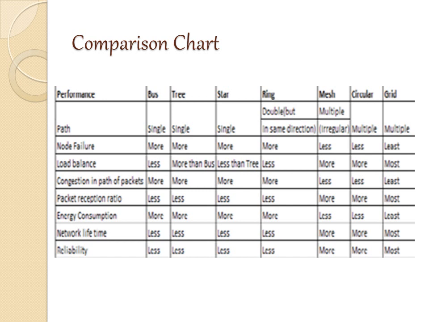At last, there is a comparison chart of various kinds of topologies on the basis of performance factors. The factors are path, node failure, load balance, congestion in path of the packets, packet reception ratio, energy consumption, network lifetime, and reliability, which we can illustrate on the basis of this comparison chart.